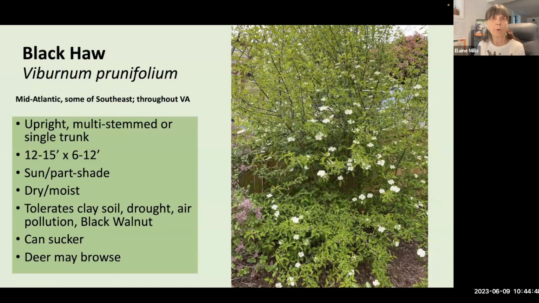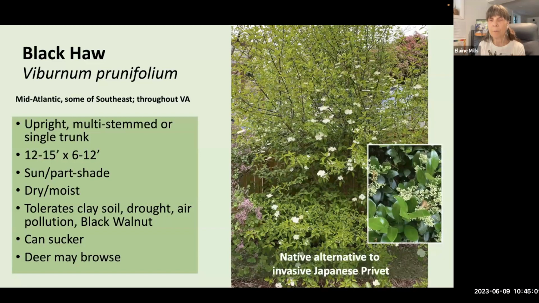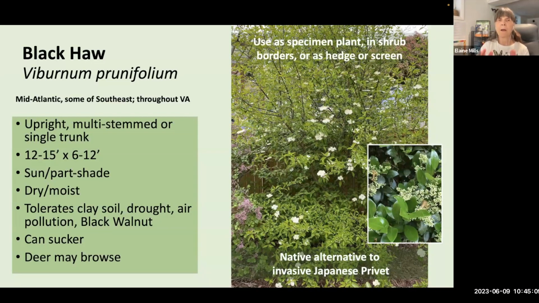Black haw, Viburnum prunifolium, is the tallest of our native viburnums, ranging from 12 to 15 feet in height. It grows in sun to part shade and could be a great replacement for invasive Japanese privet. You could use it as a tall specimen plant by pruning it to just a single trunk, or you could allow it to sucker and use it in shrub borders or as a hedge or a screen. I'm using it as a screening plant here between my property and that of a neighbor.